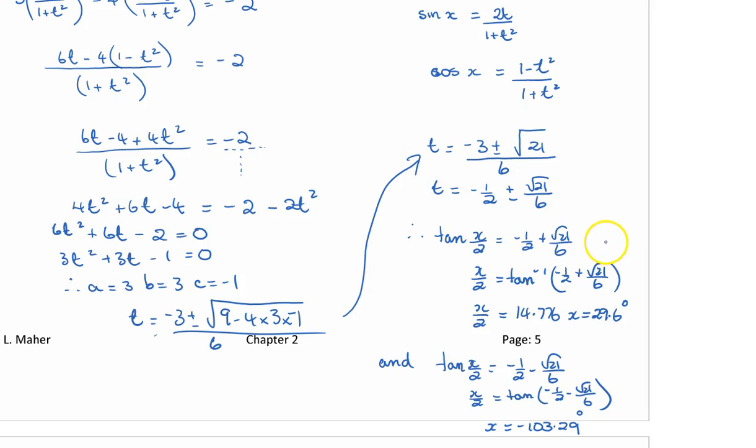So we know that tan of x on 2 was t. One of the options for t is this one. And if tan of x on 2 is that, then x on 2 is tan inverse of that, and I just went to the calculator for that. Get that x on 2 is that, therefore x is 29.6 degrees. Then the other value for t, taking the negative a half minus root 21 on 6, gives x is negative 103.29. That really wasn't all that nice, actually.